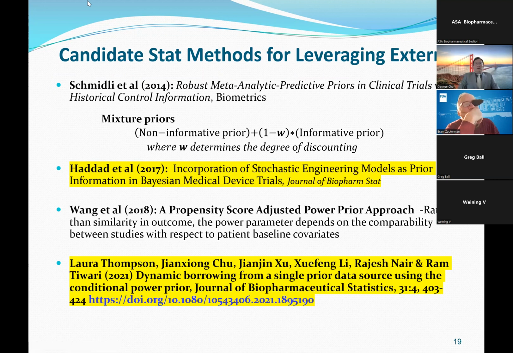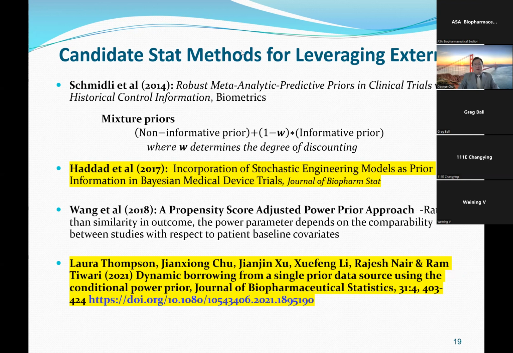So the paper I'm going to focus on is highlighted in yellow in this slide. But recognize there's some other methodology already published and available. And the first one is the so-called meta-analytical predictive power using the conventional power prior, a non-informative prior mixed with an informative one, kind of discounting through this mixture.